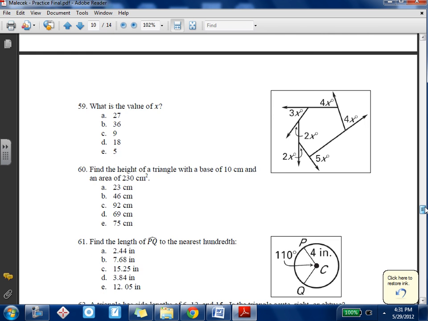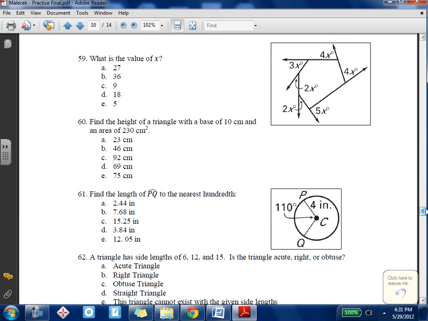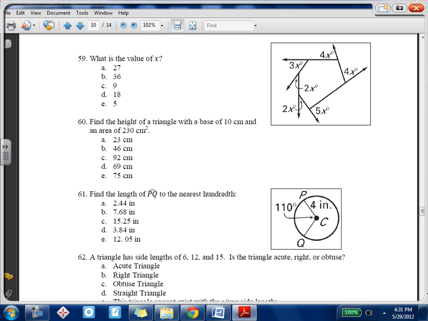Number 59. What is the value of x? Notice that these are no longer interior angles, they are now exterior angles. Exterior are on the outside of your shapes. Remember that exterior angles always add up to 360. I shouldn't say equal, I should say sum to. So exterior angles sum to 360.